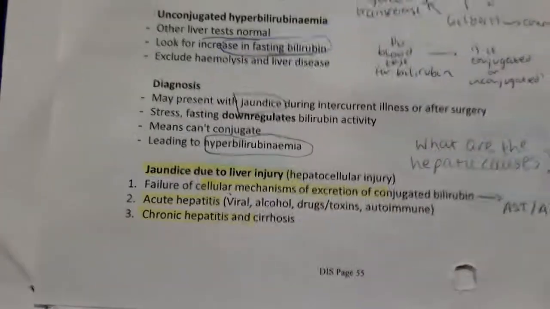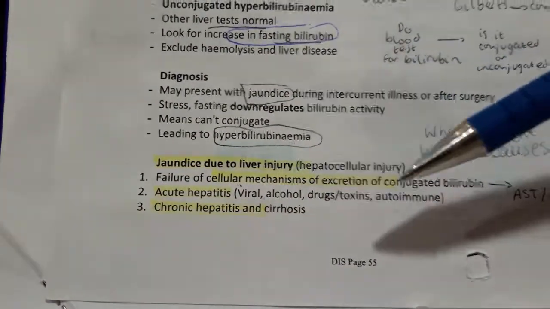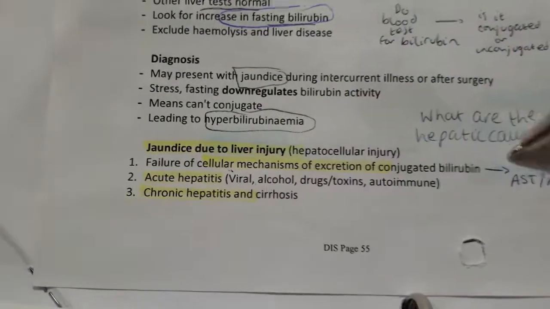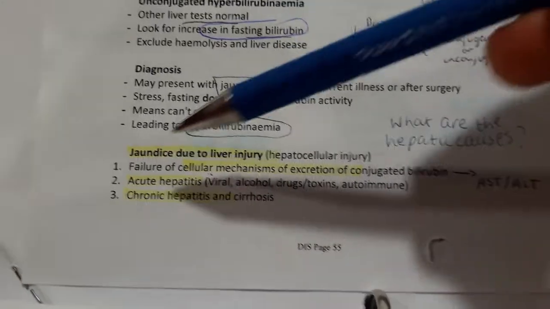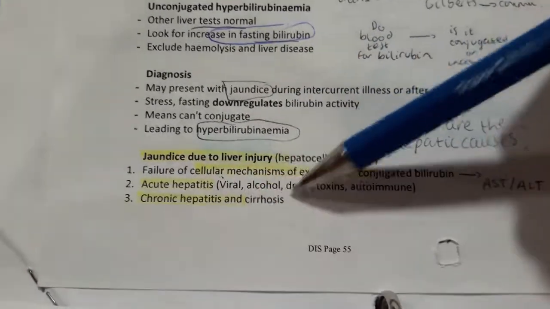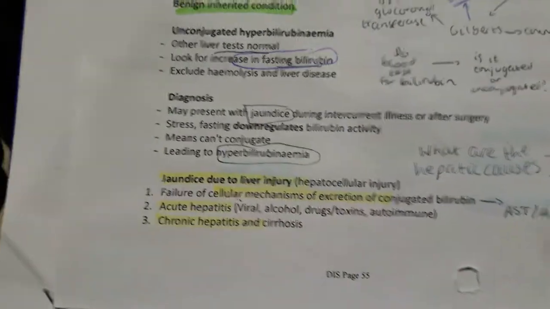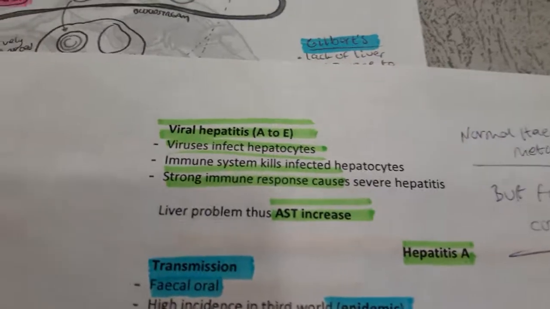The liver itself could also be injured, causing jaundice. This could be due to failure of the cellular mechanisms of excretion, so that would be raised AST and ALT. Could be acute hepatitis, as I mentioned, due to viral, alcohol, drugs, toxins, or chronic hepatitis and cirrhosis. So let's have a look at hepatitis.